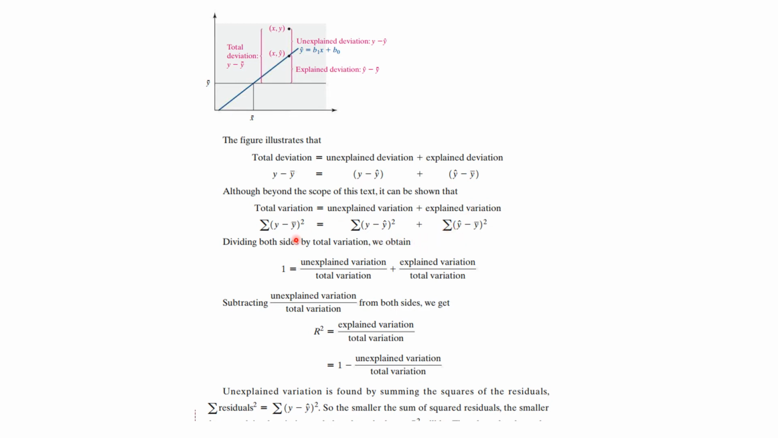So the summation of these things squared is the summation of these things squared plus the summation of these things squared. That's kind of a subtle mathematical fact, and we're not proving it here. But if we divide both sides, then we get that 1 is equal to the unexplained variation over total variation plus the explained variation over the total variation. And so we get that R squared is the explained variation over the total variation. And that's a mathematical proof. You're not going to be held responsible for that, but that's why this is so.